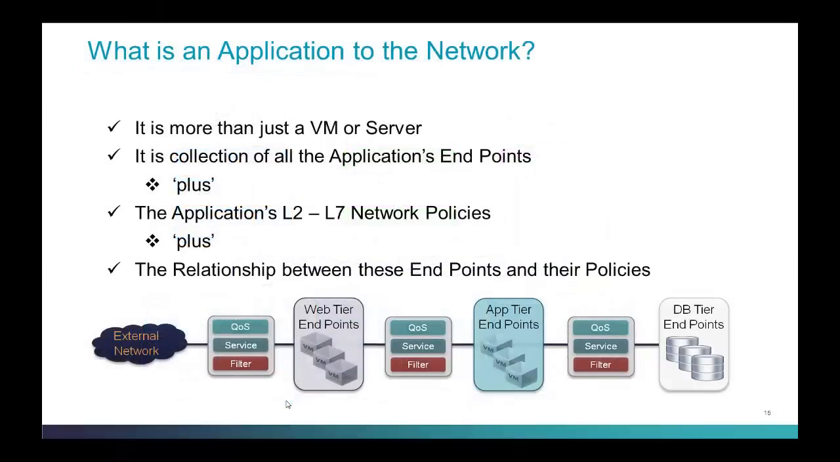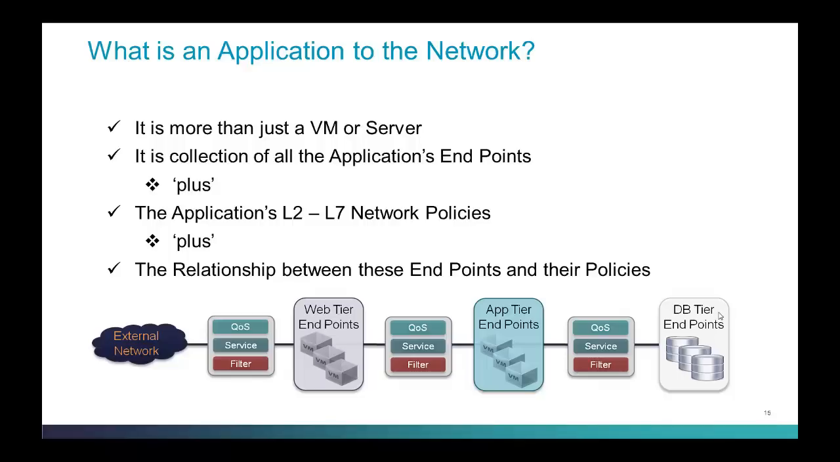So what is an application to the network? A lot of people think it's just an end server or a VM. It's not the case at all. The application is the end-to-end network connectivity requirements across the whole network. So usually an application requires a web server or multiple web servers in a cluster, an application server, multiple application servers again, and one to multiple database servers, and obviously multiple for clustering and areas like that, if there's a huge amount of demand or a huge amount of users and things like that.